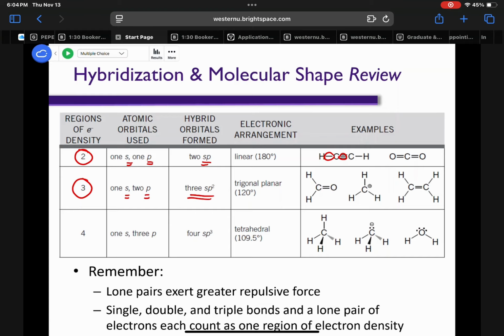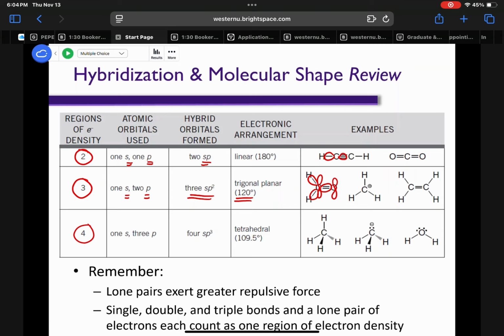If we have 3 regions of electron density that we're trying to space as far apart from one another as possible, as you know from our VSEPR theory, that means they must be 120 degrees apart, and they'll have that trigonal planar arrangement. They could be single bonds. They could even be double bonds. And now we know that it's the sigma bonds that are 120 degrees apart. That leaves the extra p orbitals for pi bonding, for that pi bond in carbon and oxygen. And then we get to 4 regions of electron density, and we have a question about this.